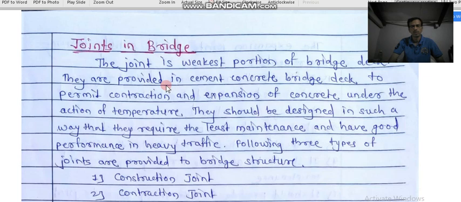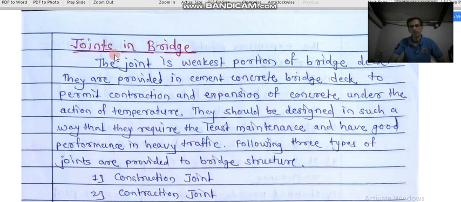In the previous lectures, we have studied the types of bearings and the functions of bearings. From the same unit, another point remains, which is related to expansion joints. What are expansion joints? What are the types of joints?